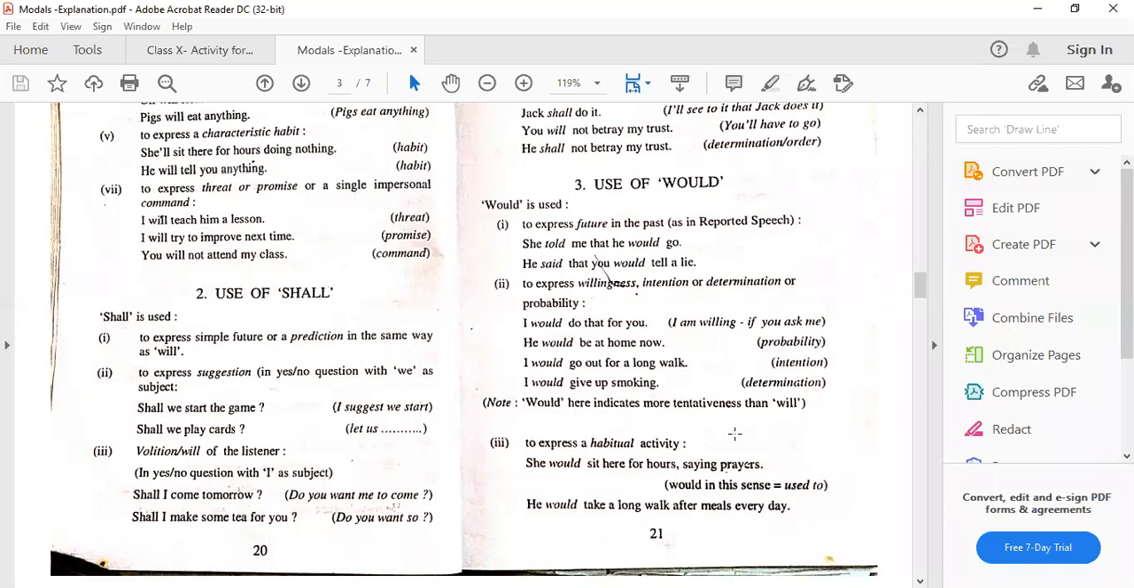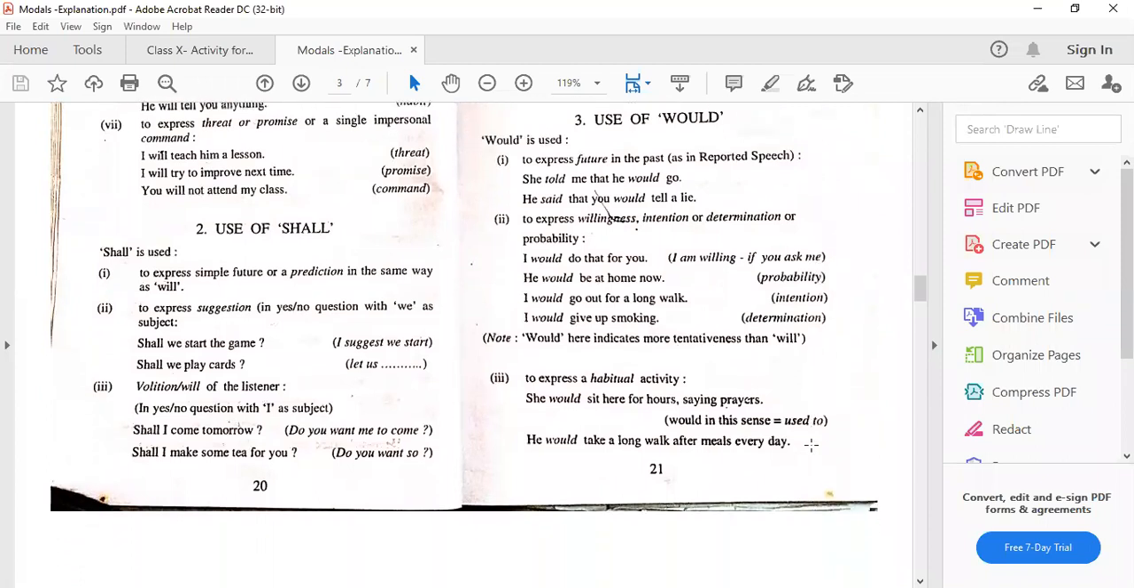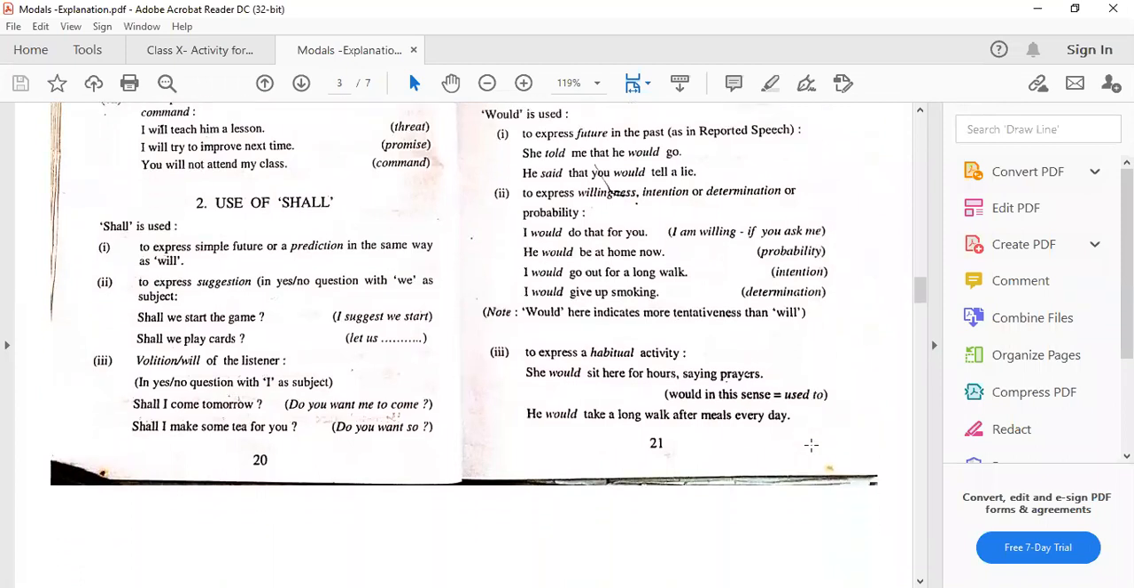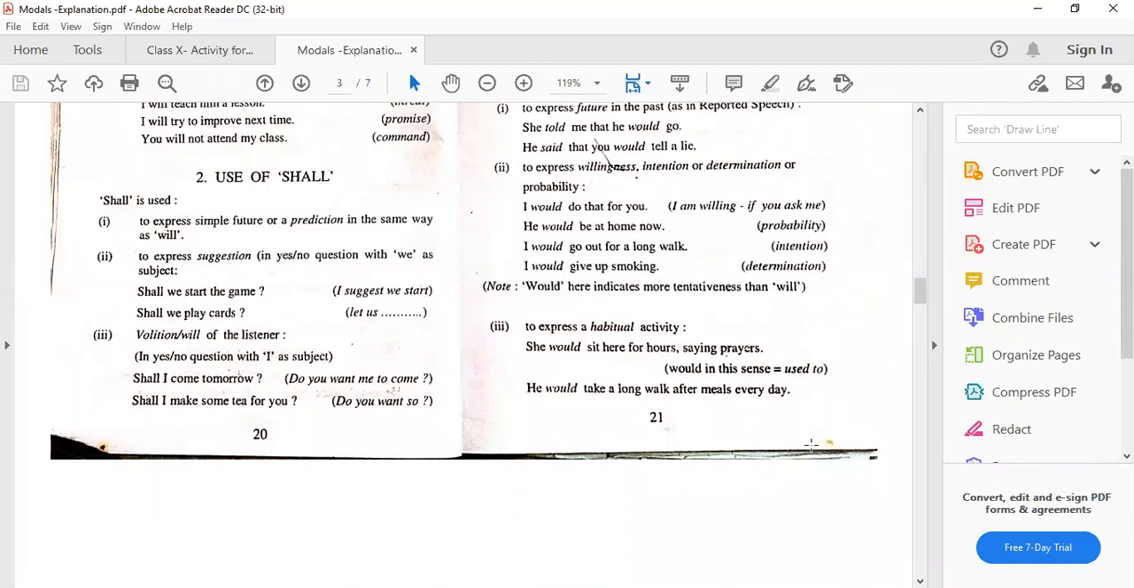To express a habitual activity, any activity which is a habit, to express that, she would sit here for hours saying prayers. Would sit here, would is used in the sense of used to. इसकी habit है, वो बैठी रहा करती है. He would take a long walk after meals every day.